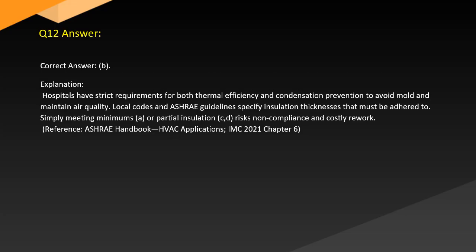Answer. Correct answer: B. Explanation: Hospitals have strict requirements for both thermal efficiency and condensation prevention to avoid mold and maintain air quality. Local codes and ASHRAE guidelines specify insulation thicknesses that must be adhered to. Simply meeting minimums (A) or partial insulation (C) or D risks non-compliance and costly rework. Reference: ASHRAE Handbook, HVAC Applications, IMP 2021, Chapter 6.